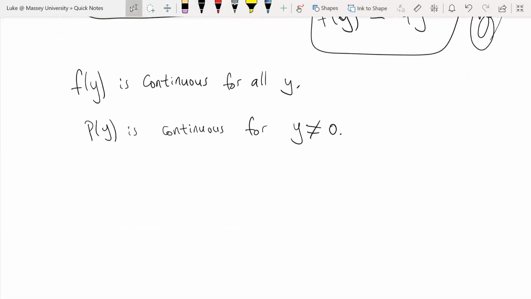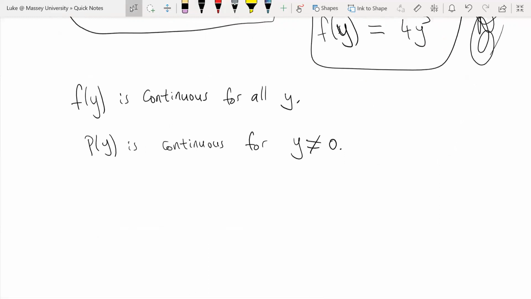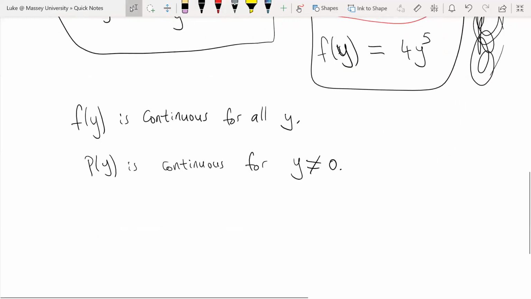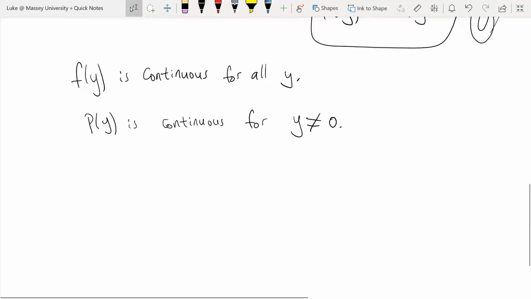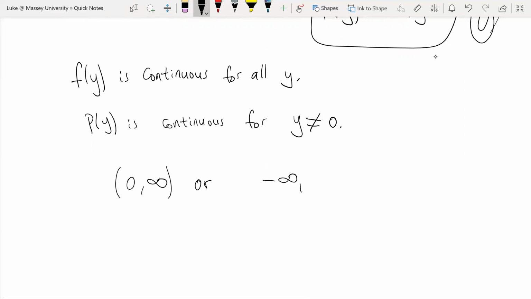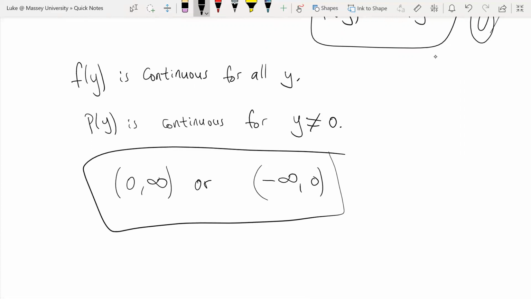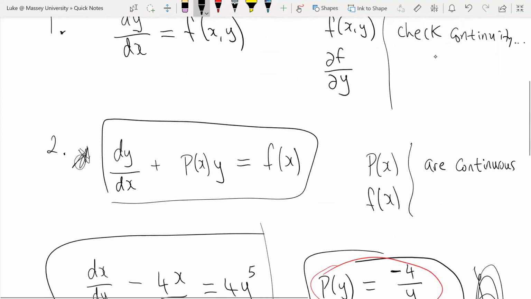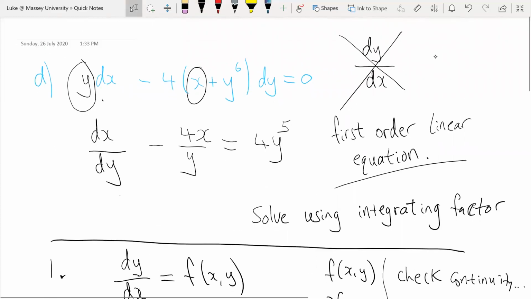The question asked for the largest interval over which we're guaranteed to have a unique solution, and that is going to be 0 to infinity or negative infinity to 0. So this is the solution to D. I think I'll leave E for you to try.